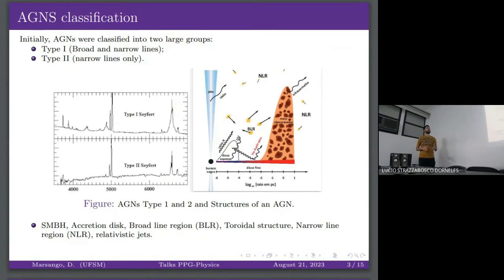Initially, AGNs were classified in two groups. Type 1 represents broad and narrow lines. Type 2 represents narrow lines only. The figure on the left shows this case. These AGNs are characterized by different structures: the supermassive black hole, the accretion disk, the broad line region, the toroidal structure, and the narrow line region. In some cases, it's possible to identify relativistic jets.